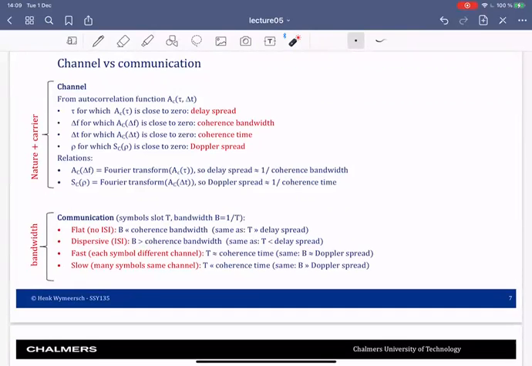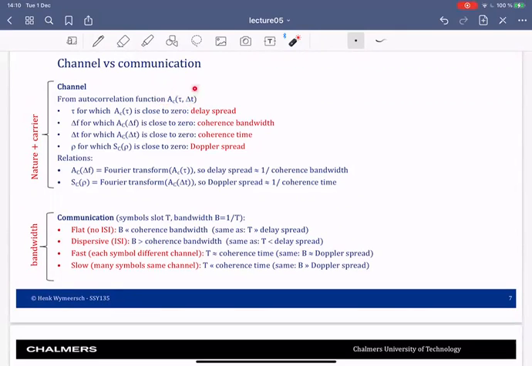There's a difference between the channel and how we communicate over the channel. The channel is given by nature and to some extent also depends on the carrier frequency. The carrier frequency tells us how quickly the channel varies in time. Once we communicate over this channel, we choose a certain communication bandwidth, and that then changes the properties of the communication.